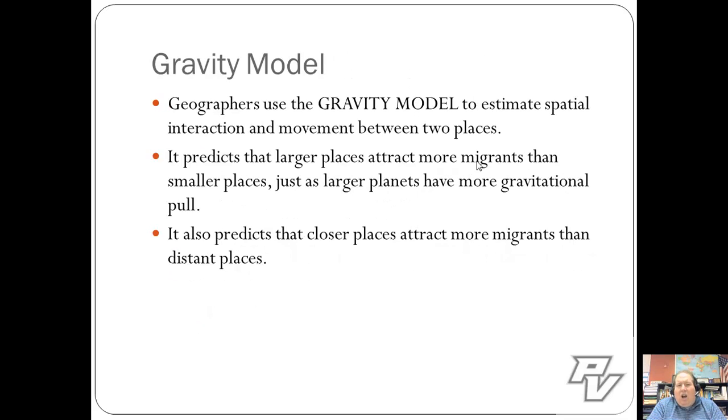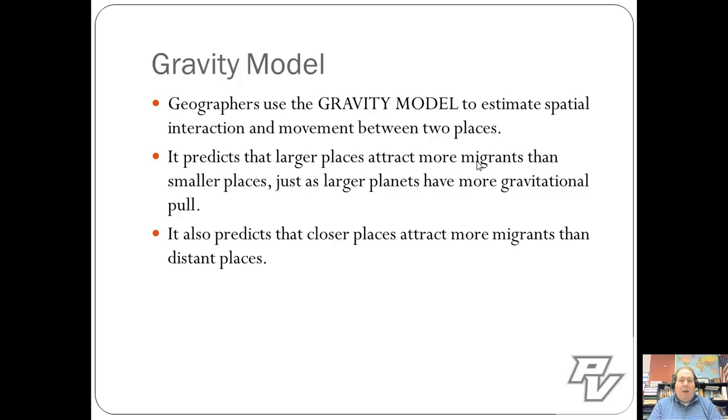We haven't talked about the gravity model as much. We were going to, but we went ahead and canceled that lab and focused on a couple other things. The gravity model is something that estimates spatial interaction and the movement between two places. If you think of the idea of gravity, that something is going to be attracted to a source of gravity, it just predicts that larger places attract more migrants than smaller places.